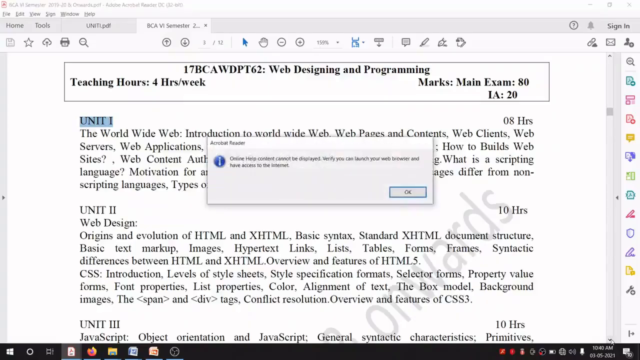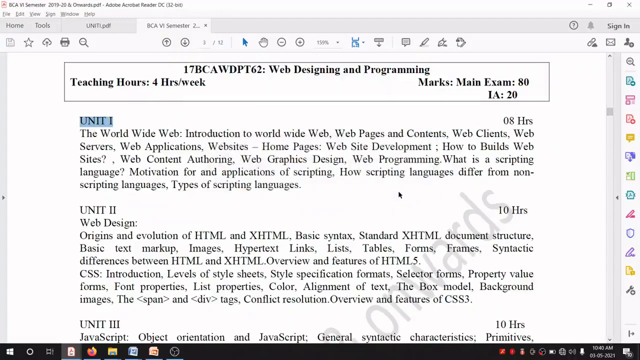Because of this COVID-19 pandemic, we are continuing with the online classes even this semester. This semester I am handling web designing and programming subject for you. Before starting with the subject, let us go through the syllabus first. This is the syllabus of web designing and programming.